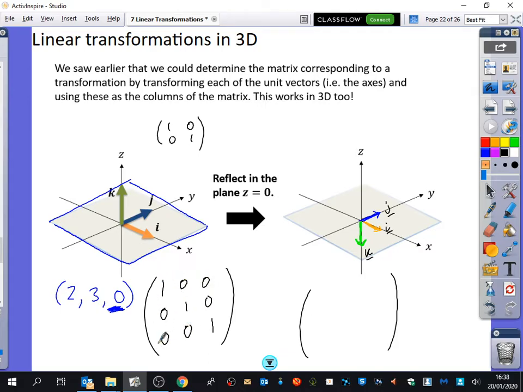I hat, J hat, K hat. Going 1 in the I direction, 1 in the J direction, 1 in the K direction. Well, we just said I and J aren't going to change. I hat hasn't changed when it's a reflection. J hat hasn't changed. K hat has changed. So this represents things as a reflection in the plane Z equals 0, right?